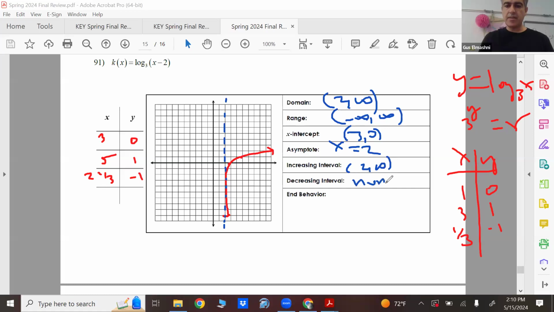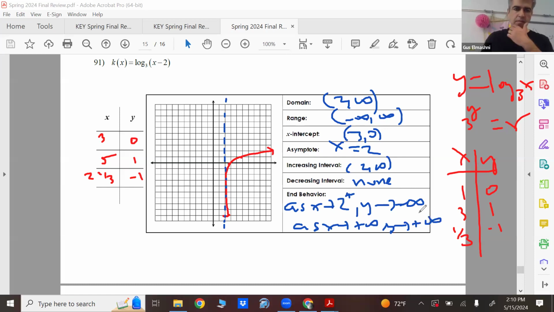Decreasing none. End behavior. As x approaches 2, I'm a little more technical because I teach calculus, but if you approach 2 from the right side, the little plus means from the right side. If you say as x approaches 2, it's fine. You can have the superscript. I'll live with that. But y is approaching negative infinity. As x approaches positive infinity, what's y doing? It's going up forever. So that's what I'm looking for in that problem. Step by step.